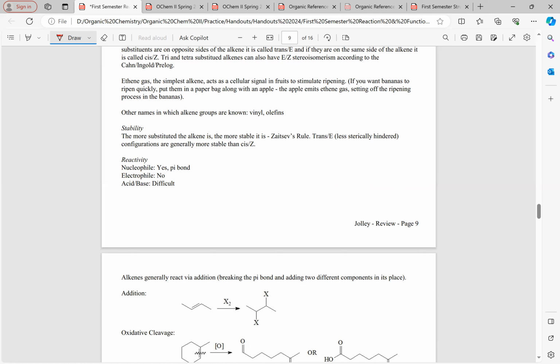Okay, now here's the first interesting thing. Hey, can alkenes be nucleophiles? Yes, because they have a pi bond. Can they be very good electrophiles? No, because they don't have even a polar bond. And acid base, the pKa of that hydrogen is clear up there in the 44. So really, all they're going to do is act as a nucleophile, most often an addition reaction.